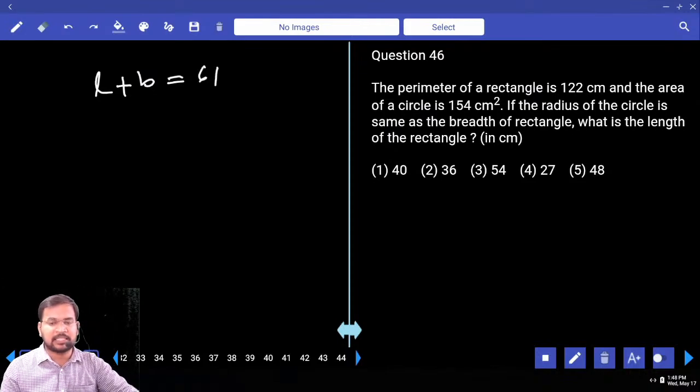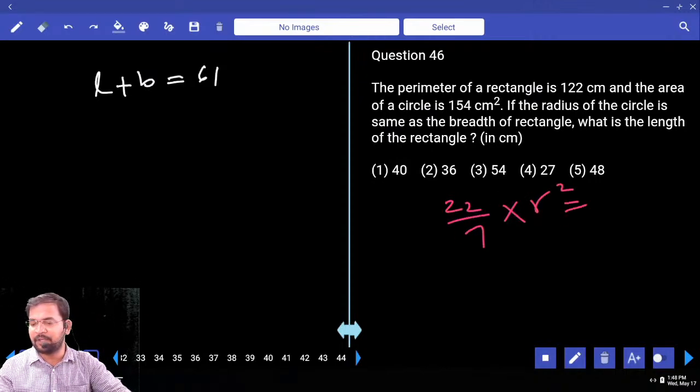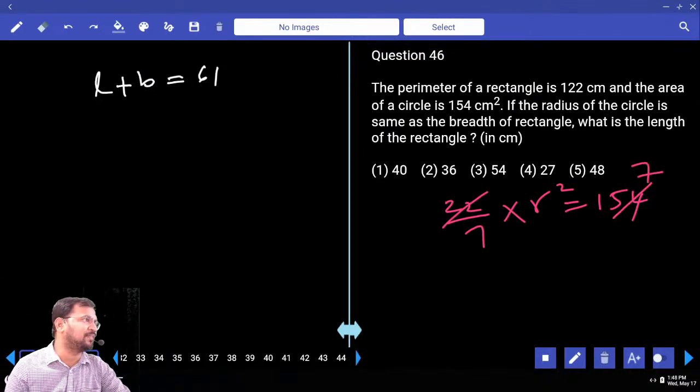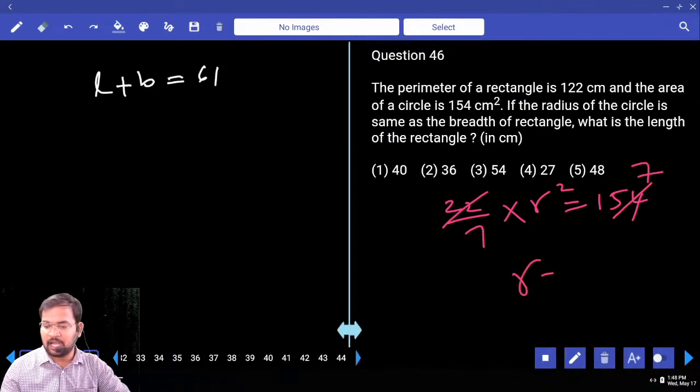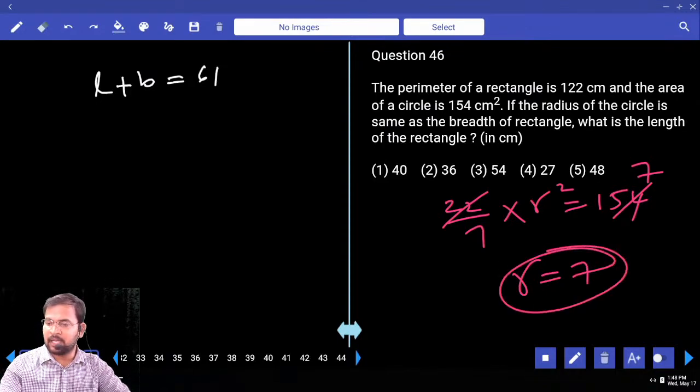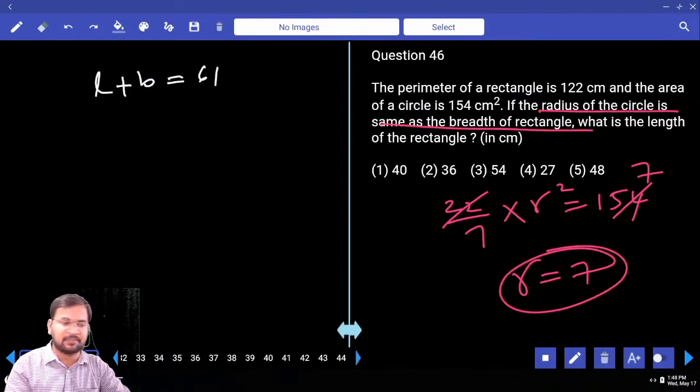61. Circle area is 154. Circle area is nothing but 22 by 7 into R square, that is equal to 154. Clear? 22 by 7 cancels, R square is equal to 7 square. R is equal to 7. Now the radius of the circle is the same as the breadth of the rectangle.